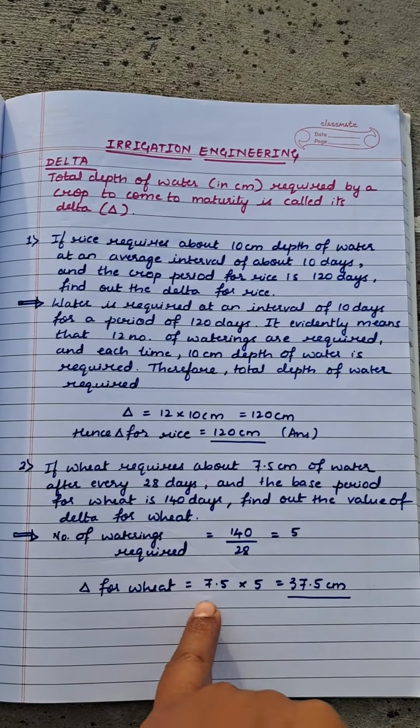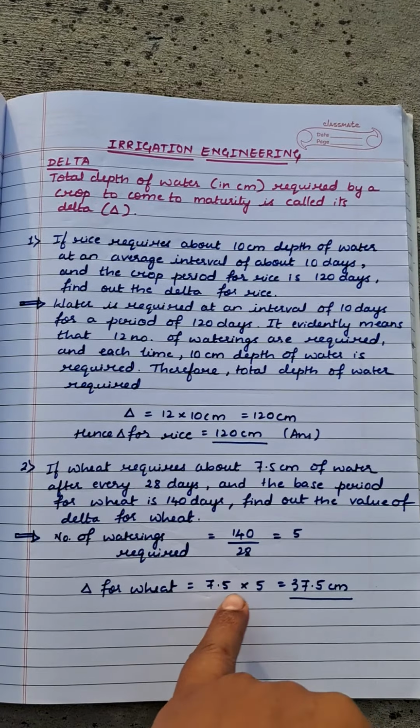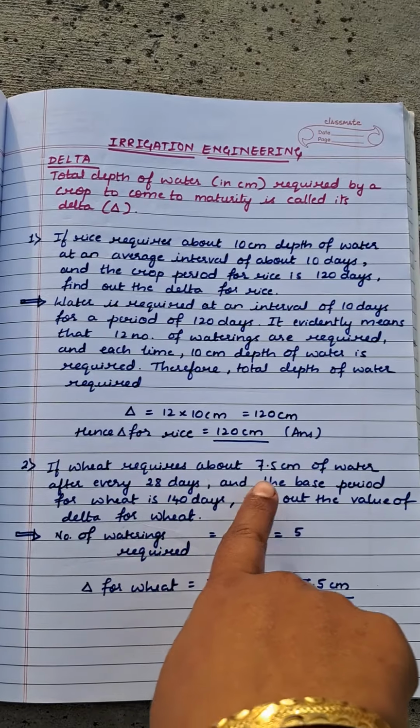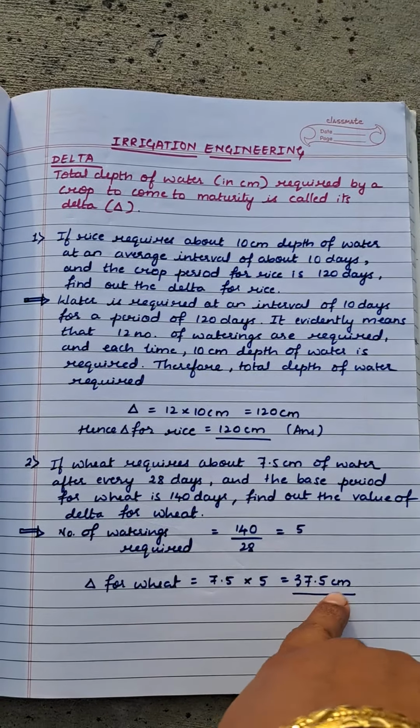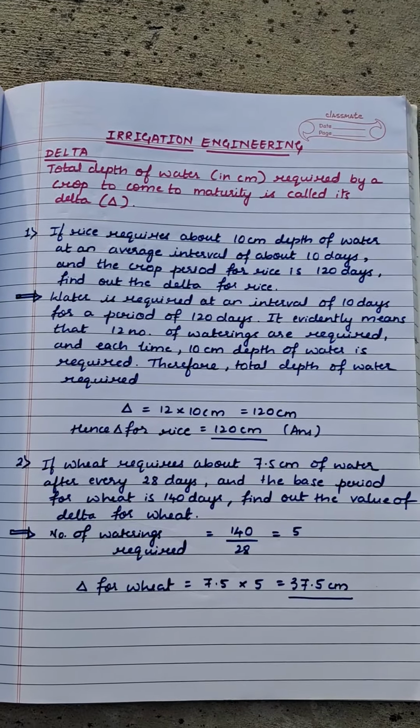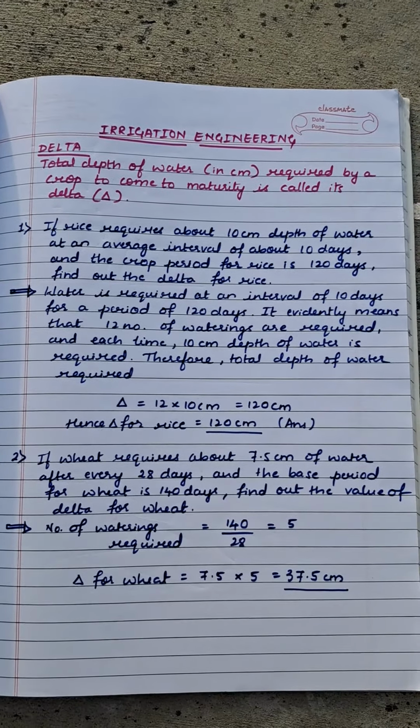So delta for wheat is 5 into 7.5. For every 28 days, 7.5 centimeter of water. So 7.5 into 5, 37.5 centimeter is the depth of water required, that is delta.